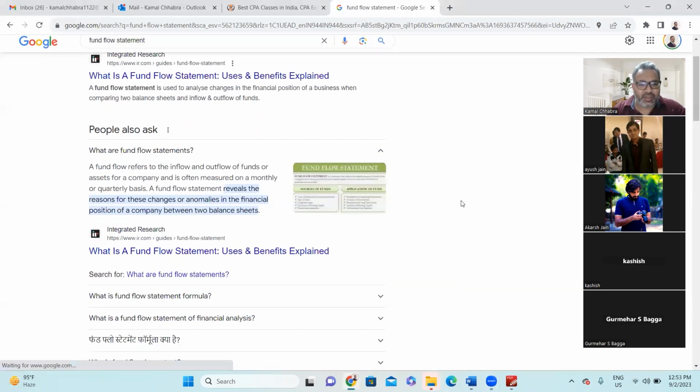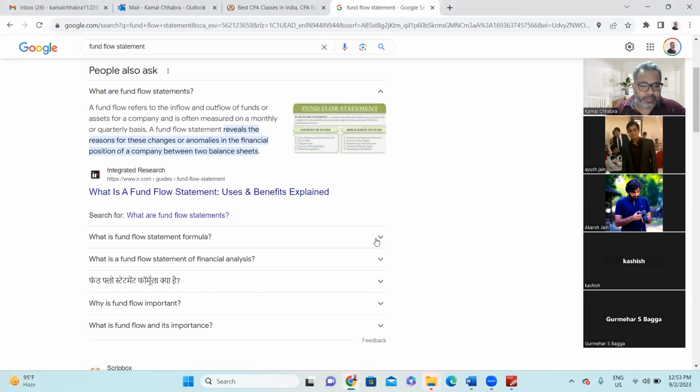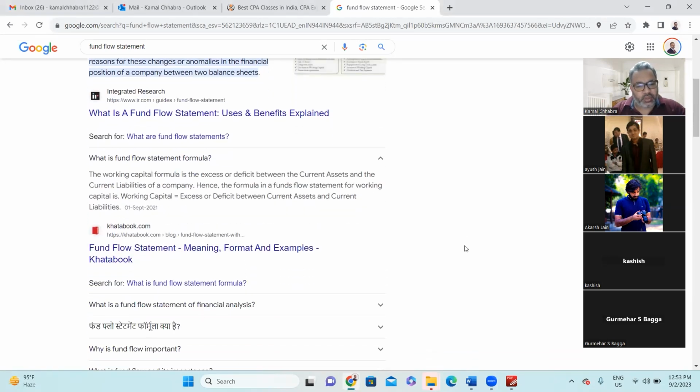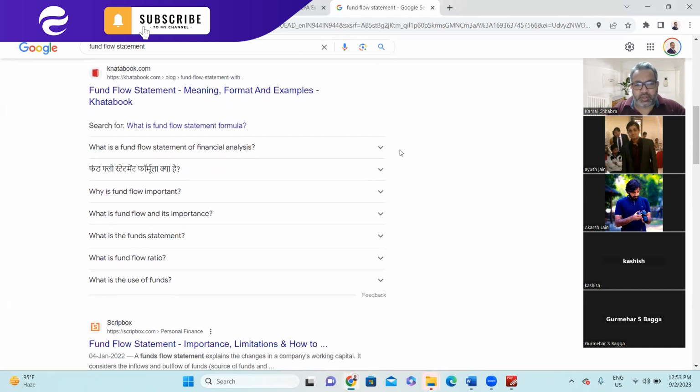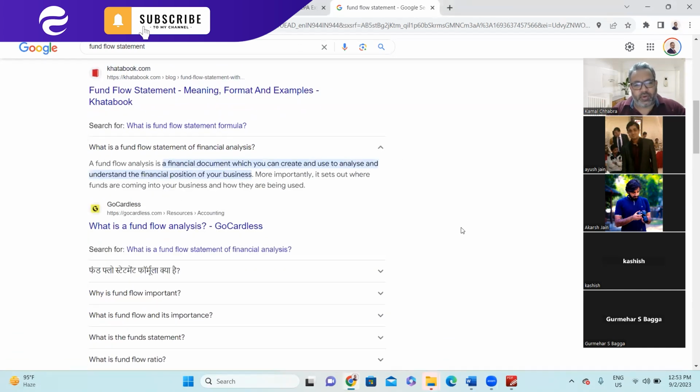A fund flow refers to the inflow and outflow of funds or assets for the company and is often measured on a monthly or quarterly basis. A fund flow statement reveals the reason for these changes or anomalies in the financial position of the company between two balance sheets. Right? Or if you want to study more, the working capital formula, like you are saying, current assets, current liabilities, right? And fund flow statement of financial analysis. Fund flow analysis is a financial document which you can create and use to analyze and understand the financial position of your business, right?